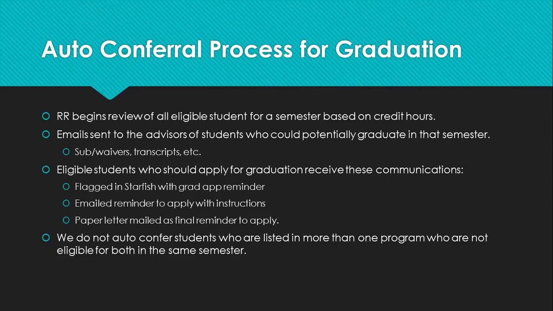Yeah. And just a side note, we don't auto confer for students who aren't eligible. If they're listed in two majors, we don't auto confer if they're not eligible for both. So if a student were to be in the baking and pastry degree and also have the baking certificate, but they're only eligible for the certificate, we wouldn't award it until they're eligible for both. Unless, of course, they did apply for the certificate, and that's fine. They can earn that and continue on in the degree.